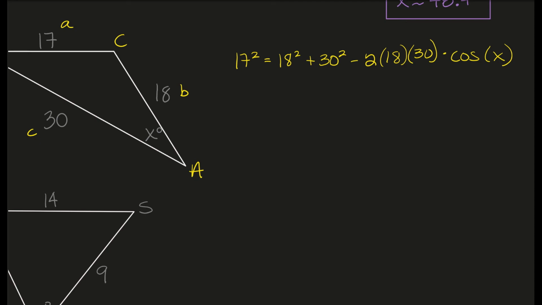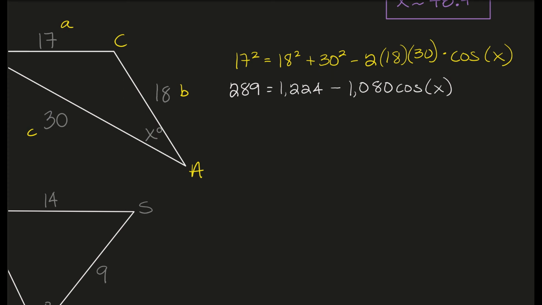So we're going to go ahead and multiply these out. 17 squared is 289. 18 squared, oh, excuse me, that's 18 squared plus 30 squared, is 1,224. And then 2 times 18 times 30, this is going to give me 1,080. And this is times the cosine of x.